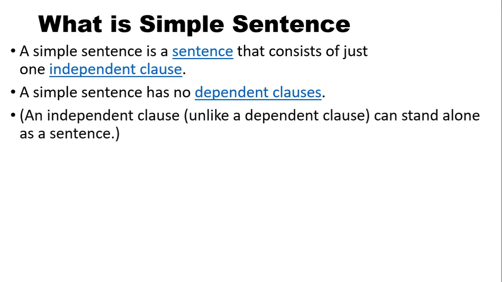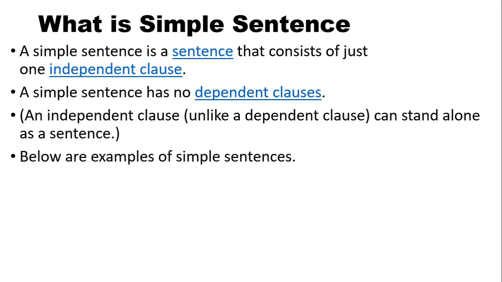So here we can say an independent clause, unlike a dependent clause, can stand alone as a sentence. That means independent clauses are totally independent. They don't have any dependent clause. They can express the meaning on their own. Okay? So you see, below are examples of simple sentences.